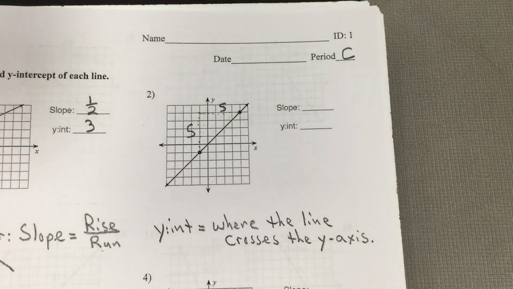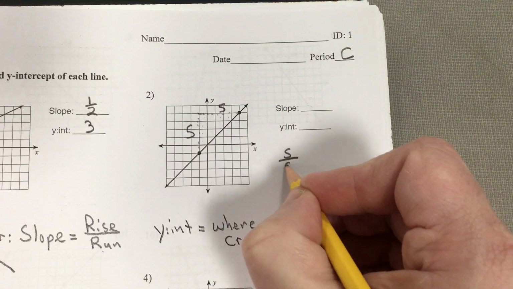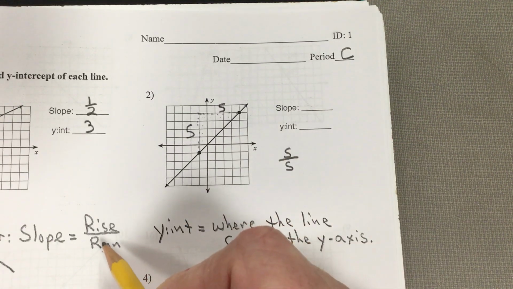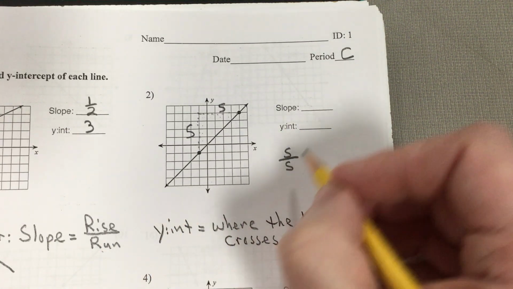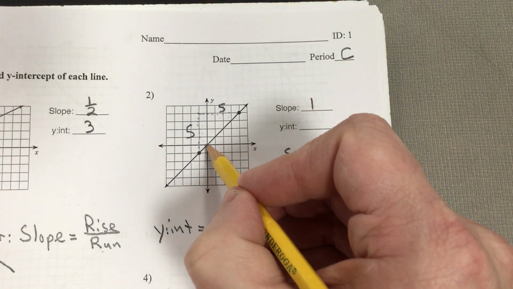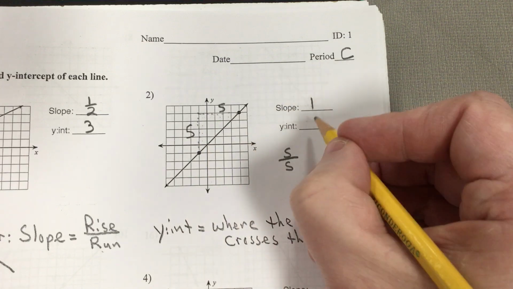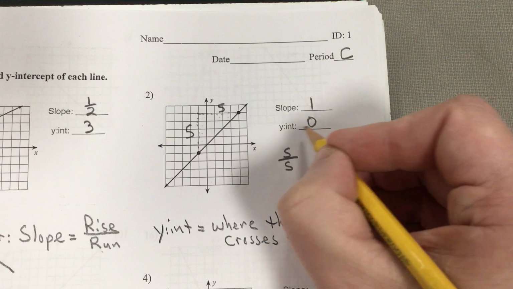Okay, so if it goes over 5 and if it goes up 5, what is 5 divided by 5? So what is 5 over 5? Remember, it's rise over run. If you think 5 divided by 5 is 1, yep. So the slope is 1. Now the y-intercept. Notice how it crosses right here where the x and the y meet. That means the y-intercept is 0.